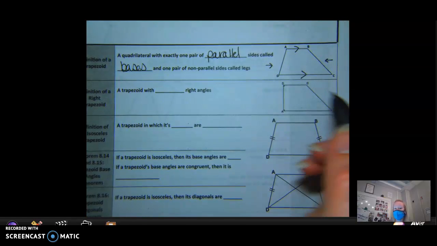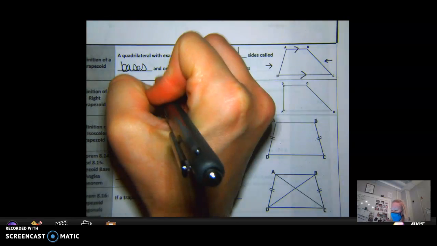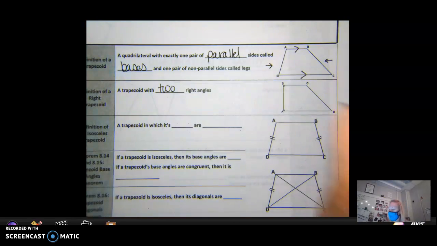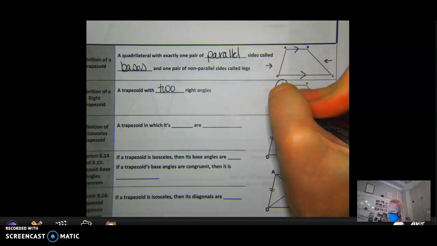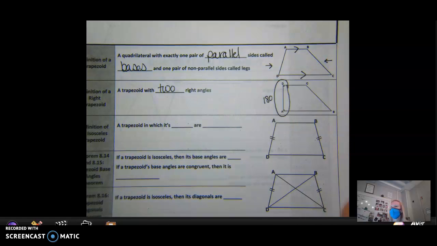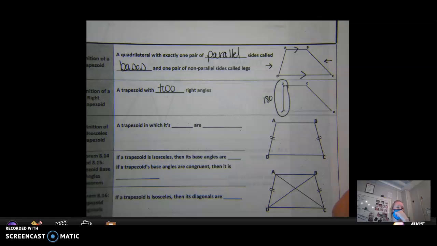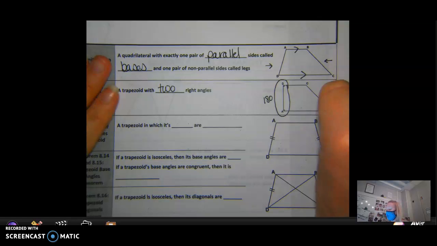Definition of a right trapezoid is a trapezoid with two right angles. So these two would be right. They add up to 180. How many degrees are in a quadrilateral? 360. So that would leave 180 degrees for these two. So they are supplementary.